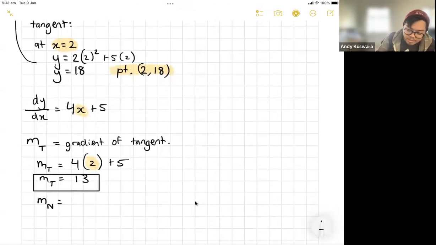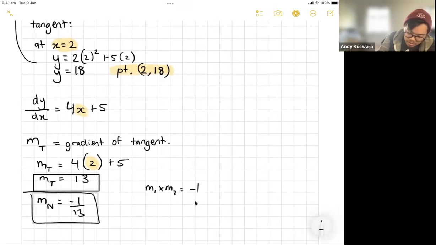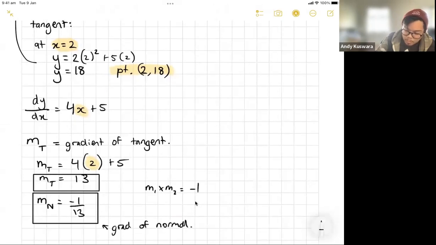Now, while I'm here, I might as well find the gradient of my normal, which I hope you remember, perpendicular lines means that m1 times m2 equals -1. And so from here, I'll have -1 on 13. That'll be my gradient of my normal. So there's the gradient of the normal.